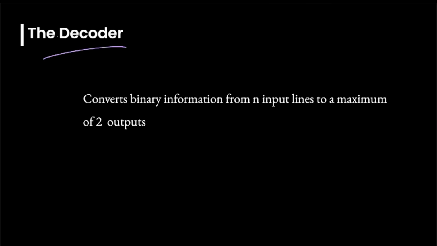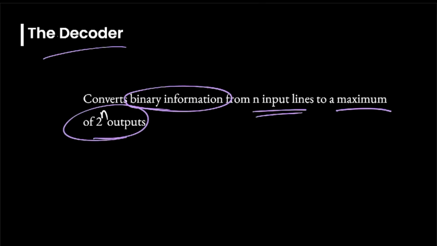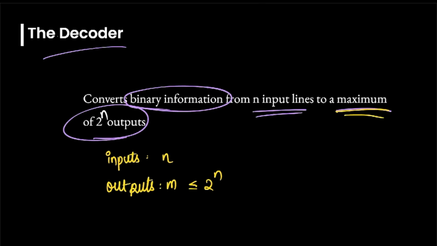Now, the decoder is used to convert binary information from n input lines to a maximum of 2 raised to n outputs. So how many inputs are there? The inputs, say, are n inputs. Denote the outputs as m. So this m has to be less than or equal to 2 raised to n. Less than or equal to, because we said the word maximum. Okay, that's what a decoder is used for.